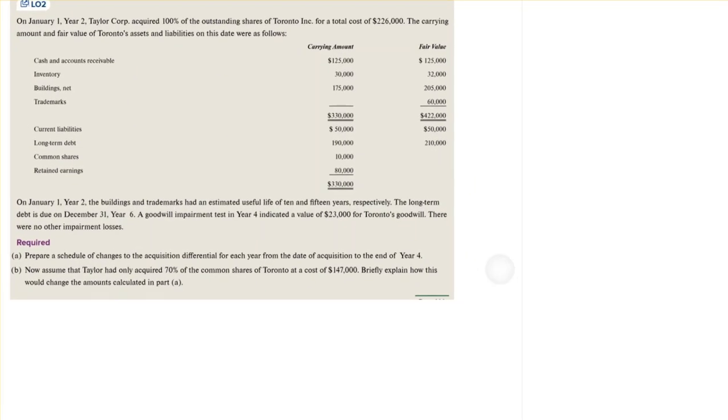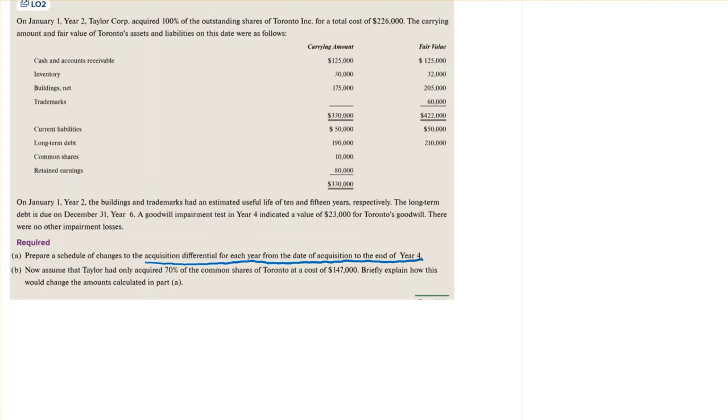The first question that I'm going to do is problem 5.1, and again it's asking you, this is connecting you to the other chapter, and then we are adding one more thing to it, so that will be done at part A because we're going to show you how to calculate your acquisition differential for each year from the date of the acquisition to the year end.